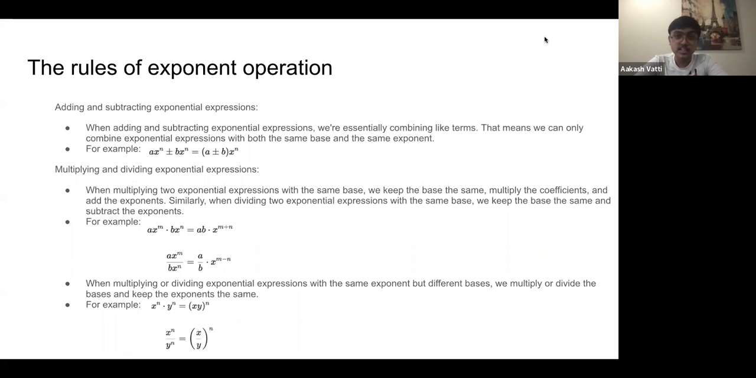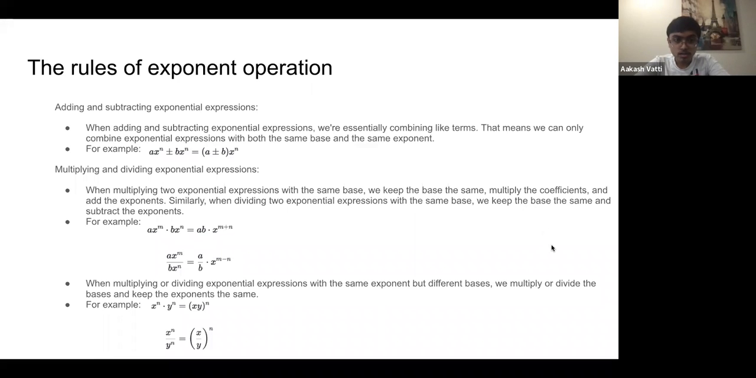So, rules for exponent operations. When adding and subtracting exponential expressions, we're essentially just combining like terms. That means we can only combine exponential expressions that have both the same base and the same exponent. For example, if you have ax^n plus or minus bx^n, then it's the same thing as (a plus or minus b) times x^n.